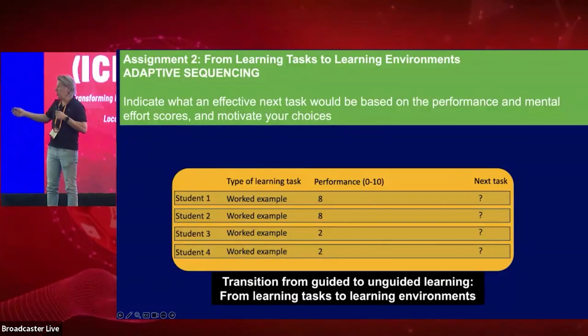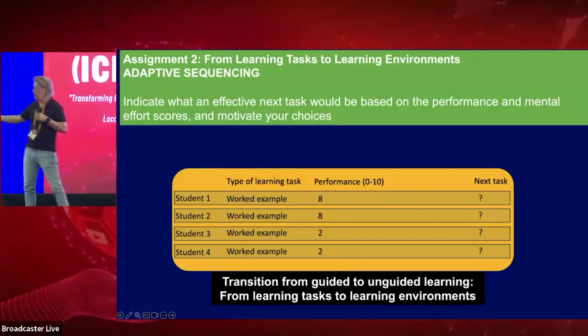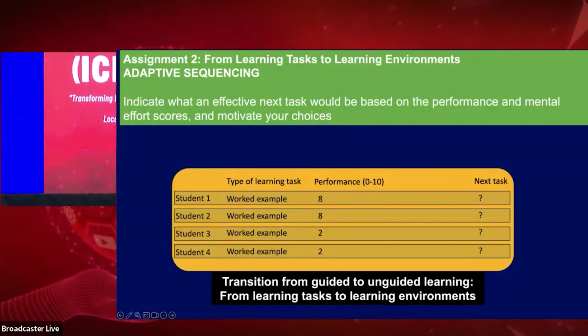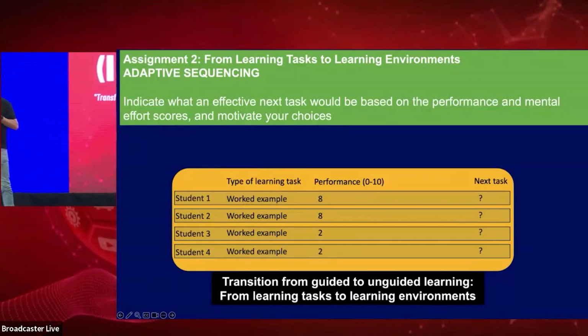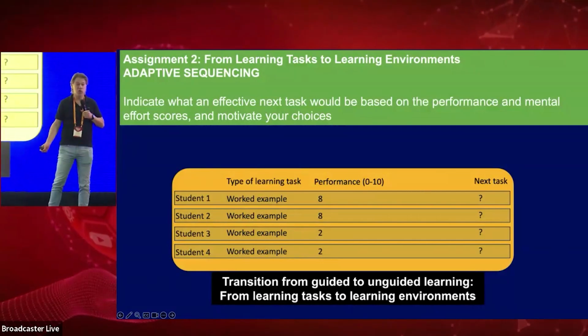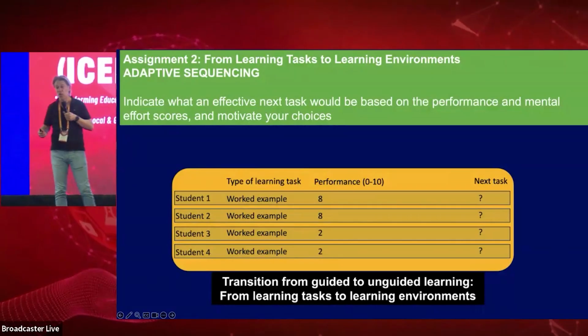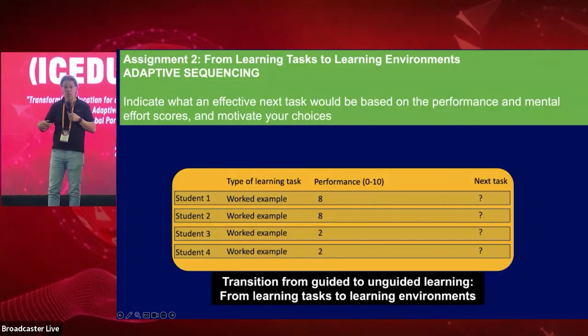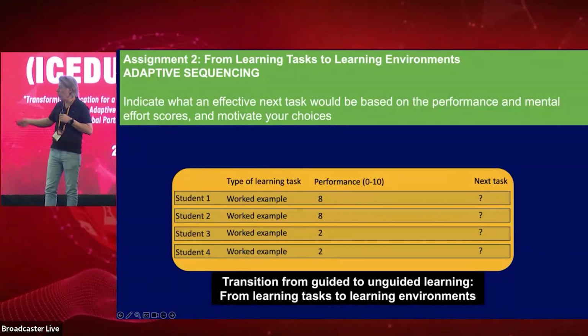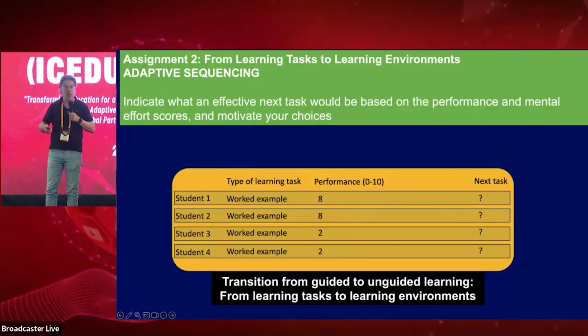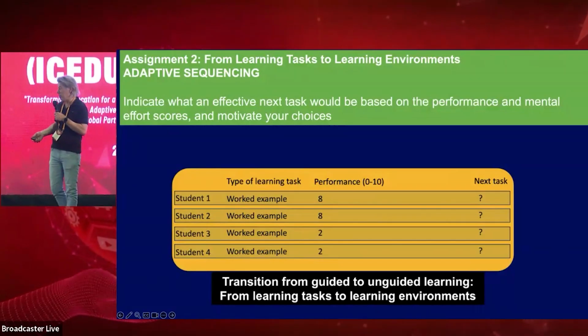So probably the next problem could be a completion problem, or it could even go further because it's very high performance. And like student 3 has studied the worked out example, and there is a performance of 2, which is very low. So you would probably give the student more guidance. So you might give them a process-based worked out example, which provides full guidance, or you present a similar worked out example again and see if that leads to an increase in performance.